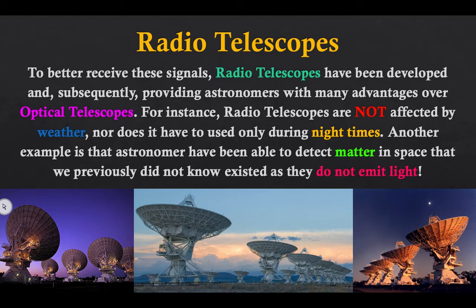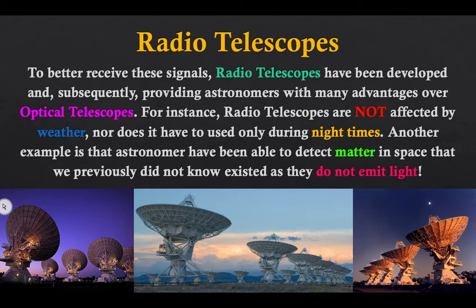So if radio waves can tell us stuff, why not have radio telescopes? They're better than optical ones, like the ones that we're looking at with visible light, because weather doesn't matter. It doesn't matter if it's dark outside, because you can't see it anyway. And things in space, not all of them emit light.